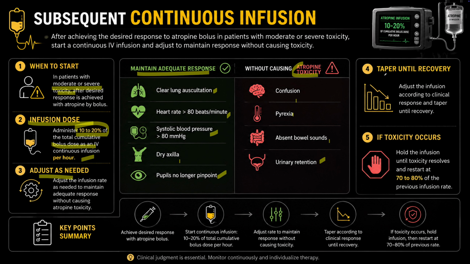If atropine toxicity develops, the infusion should be temporarily stopped until symptoms resolve. Once the patient stabilizes, the infusion may be restarted at approximately 70 to 80% of the previous infusion rate. Careful titration and frequent reassessment are critical to balancing therapeutic benefit while minimizing toxicity.